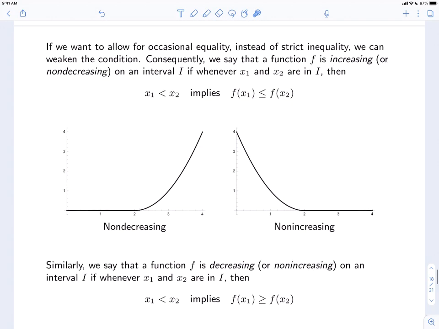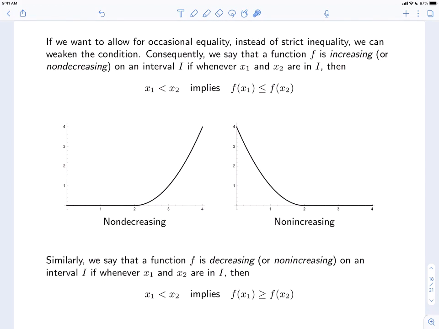If we want to allow for occasional equality instead of strict inequality, we can weaken the condition. We can say that a function is increasing, or non-decreasing, on an interval I, if whenever x1 and x2 are in I, and x1 is strictly less than x2, we may allow for equality. So we replace the strict inequality with a less than or equal to. The values are not getting smaller. They might stay the same or they might get bigger. Here's an example of a non-decreasing function. It's constant for a while and then it starts increasing. Non-decreasing means that we're not decreasing. So we might increase and then we might stay constant for a while.